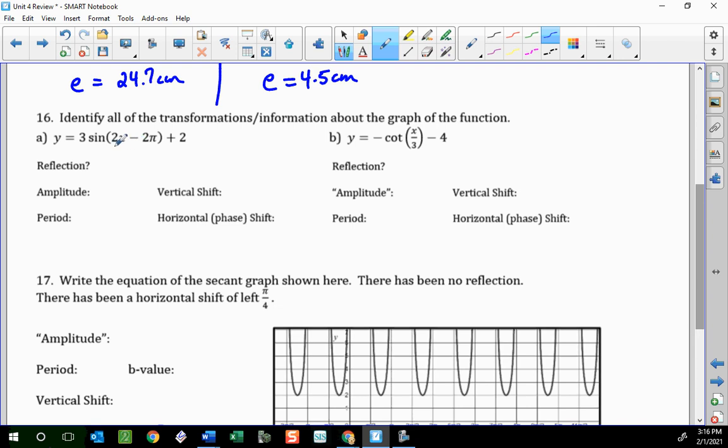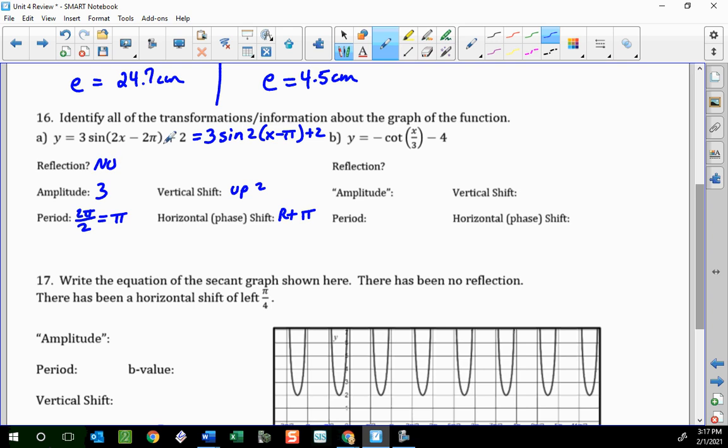So let's look at this information right here, sine. First when I look at this, I notice this 2 is inside. Take that out. So 3 sine, let's pull that 2 out, which leaves me x minus pi, and then plus 2. So it has a lot of transformations. The amplitude is 3. This 2 affects the period. So remember, 2 pi over 2 is going to be my period, so the period is pi. Vertical shift of up 2. This is to the right pi. And reflection, no, there's no negative in front.